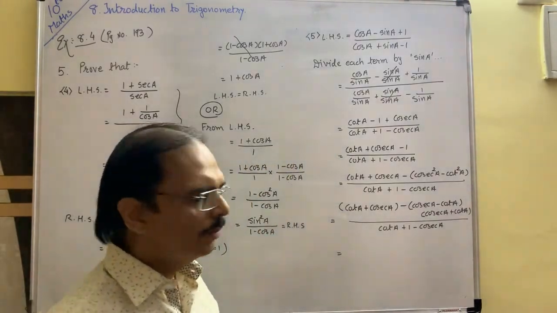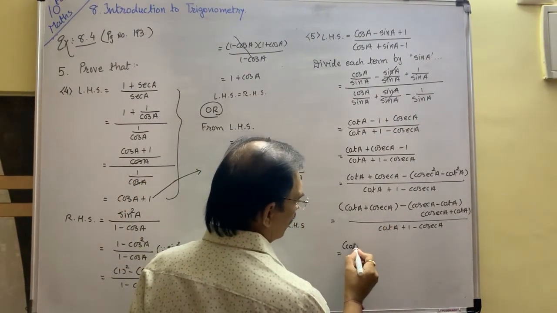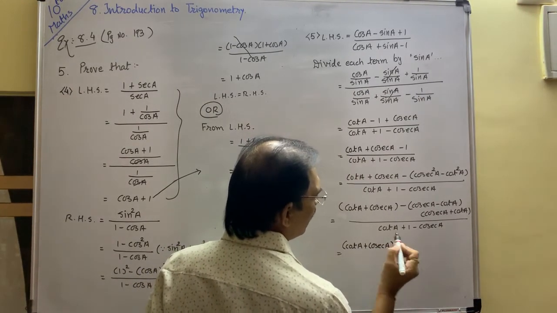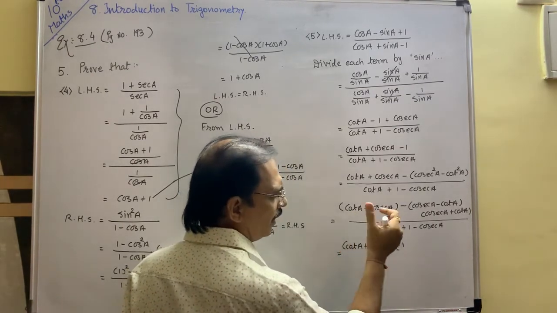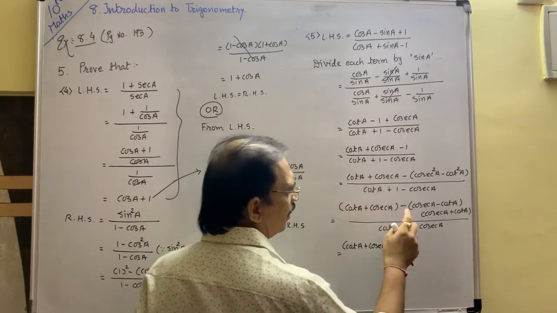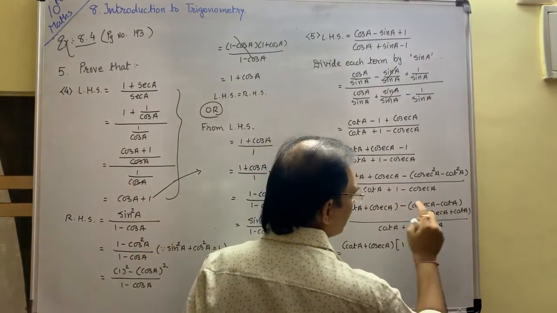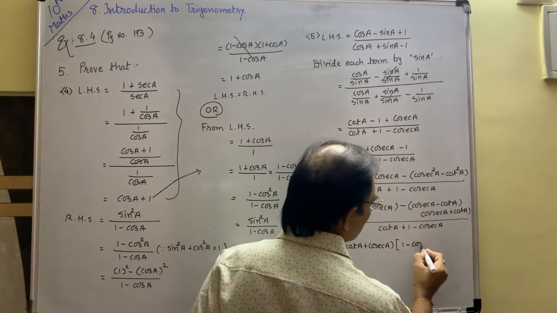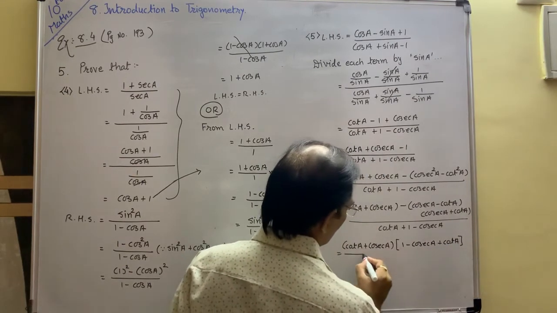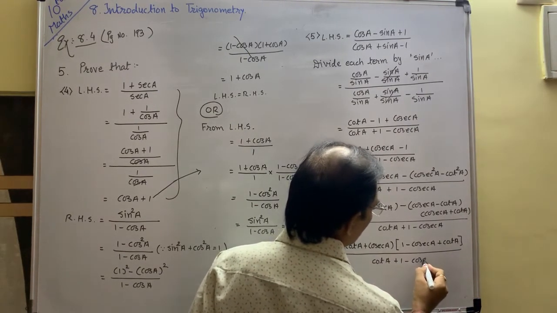Okay, now see from the numerator, you can take cot A plus cosec A common, this bracket. Remaining is, this bracket comes out, so nothing is there, so 1 is there. So cot A plus cosec A, ones are the same. Minus, remaining is this bracket we take it out. So minus this bracket, open the bracket, minus cosec A plus cot A upon cot A plus 1 minus cosec A.